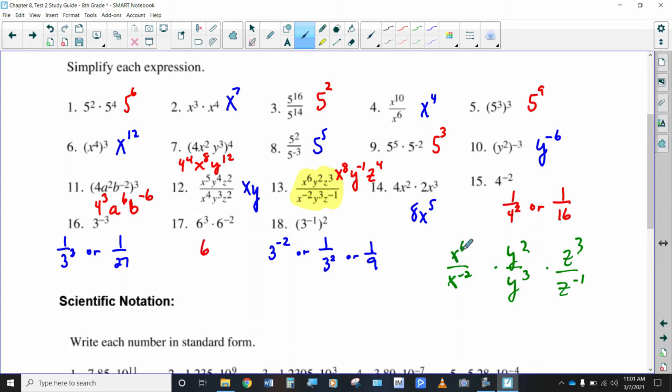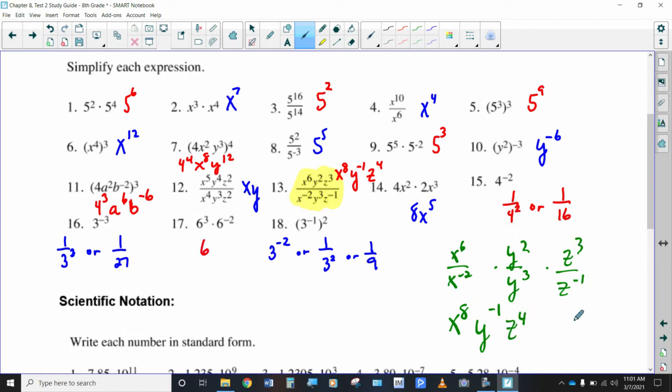So we're dividing, so we're going to take 6 minus a negative 2, which becomes 6 plus 2. That becomes x to the 8th. This is going to be 2 minus 3, so it's going to be y to the negative 1st, and z to the 3rd divided by z to the negative 1st. You're going to take 3 minus a negative 1, which becomes 3 plus 1, so z to the 4th.